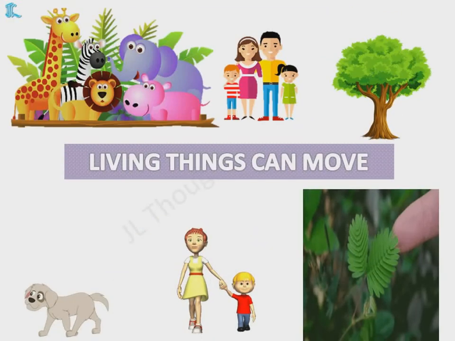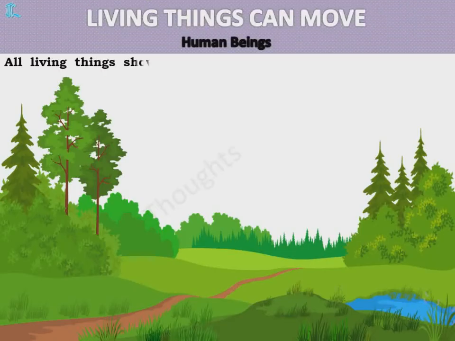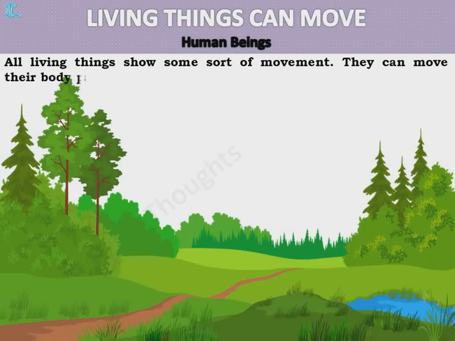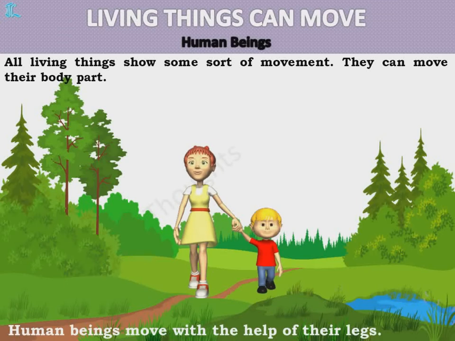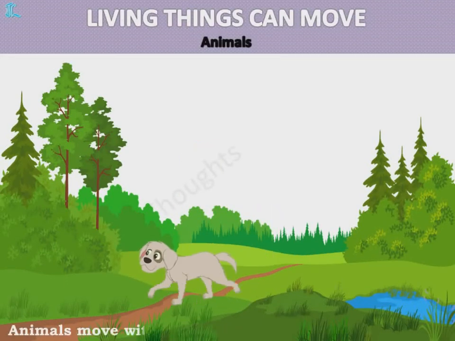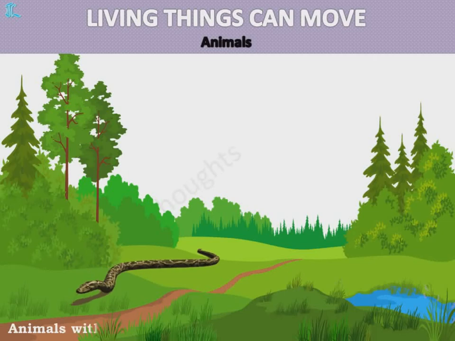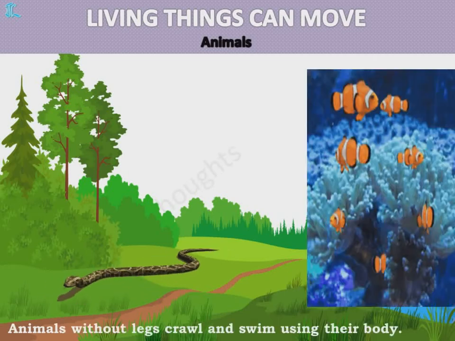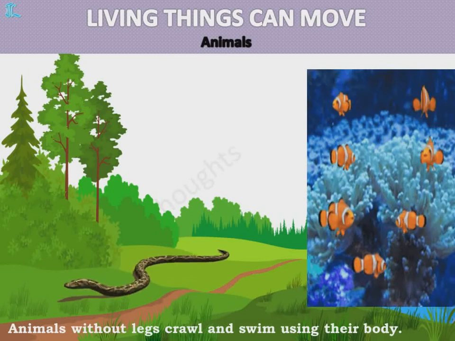Characteristics of living things. Living things can move. All living things show some sort of movement. They can move their body parts, like human beings move with the help of their legs. Animals also move with the help of their legs. Animals without legs crawl and swim using their body.